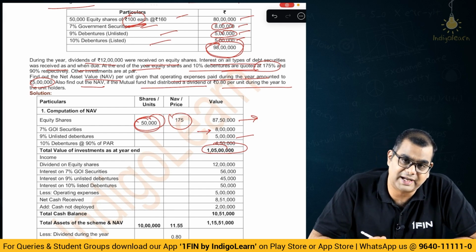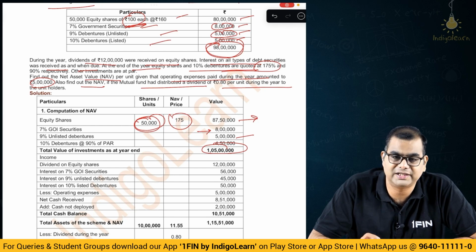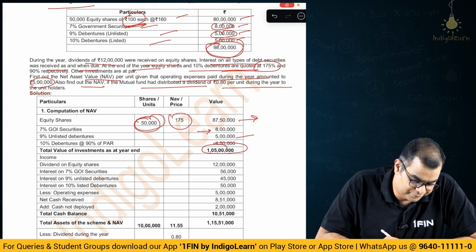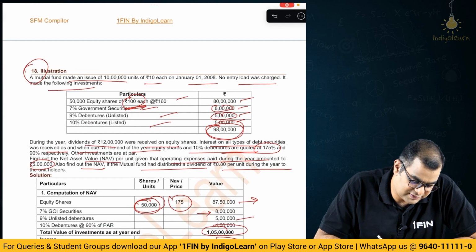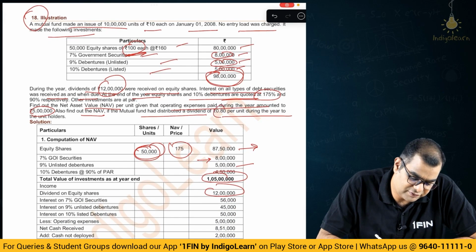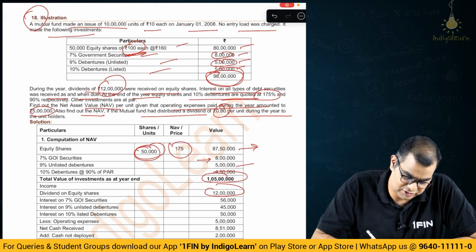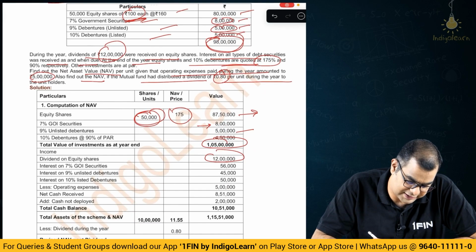Now, this is the assets. You also have to add any incomes, subtract expenses, subtract fees, subtract arrears, add arrears income and all of that. So, how much dividend was received? They themselves have said dividend of 12 lakhs was received, and then they said distributed dividend of 0.8 per unit. So 10 lakh units into 0.8 is 8 lakhs. So they distributed a dividend of 8 lakhs. We will come to that.